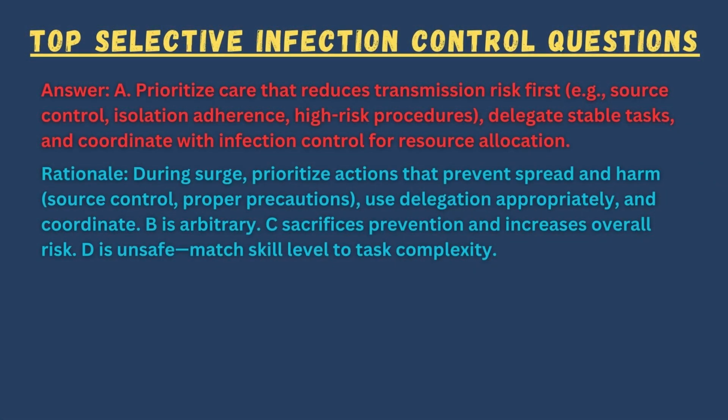Answer: A. Prioritize care that reduces transmission risk first, for example source control, isolation adherence, high-risk procedures. Delegate stable tasks, and coordinate with infection control for resource allocation. Rationale: during surge, prioritize actions that prevent spread and harm. Source control, proper precautions. Use delegation appropriately and coordinate. B is arbitrary. C sacrifices prevention and increases overall risk. D is unsafe. Match skill level to task complexity.